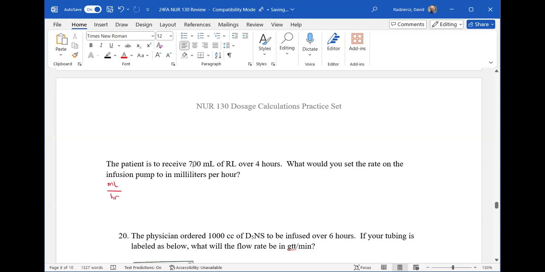So for this, I'm actually going to change this up a little bit, just so you have a little bit of a difference in your numbers. So let's say the order is 650 milliliters Ringer's lactate over 3 hours. What would you program to the infusion pump? For this question, all they're asking you to do is take the volume divided by the time and then reduce it, where you're going to use your calculator to do that. So you're going to take 650 divided by 3.